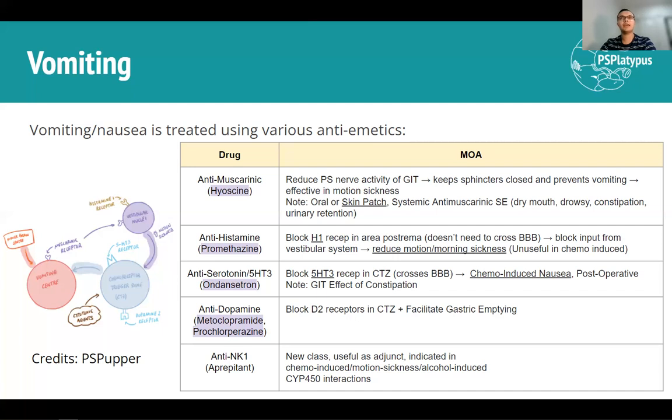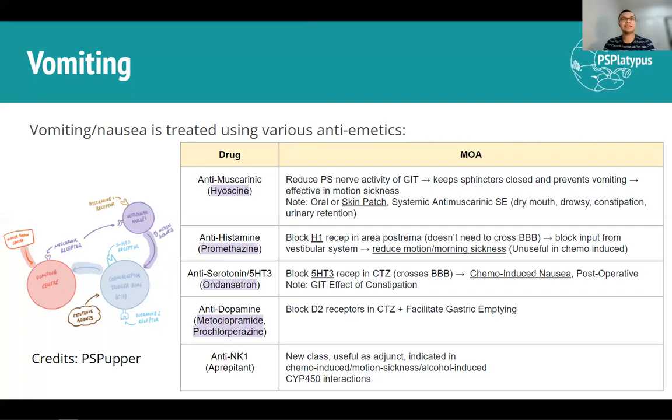So it's kind of unique in that it can also be absorbed transdermally. So keep that in mind that you can sort of whack on a skin patch of hyoscine prophylactically if you know you have motion sickness, and that can help prevent it. But you also have your unwanted effects again of antimuscarinic systemic side effects: dry mouth, drowsiness, constipation, urinary retention, all the stuff you would have covered back in year 1, your SLUDGE symptoms being sort of reversed.